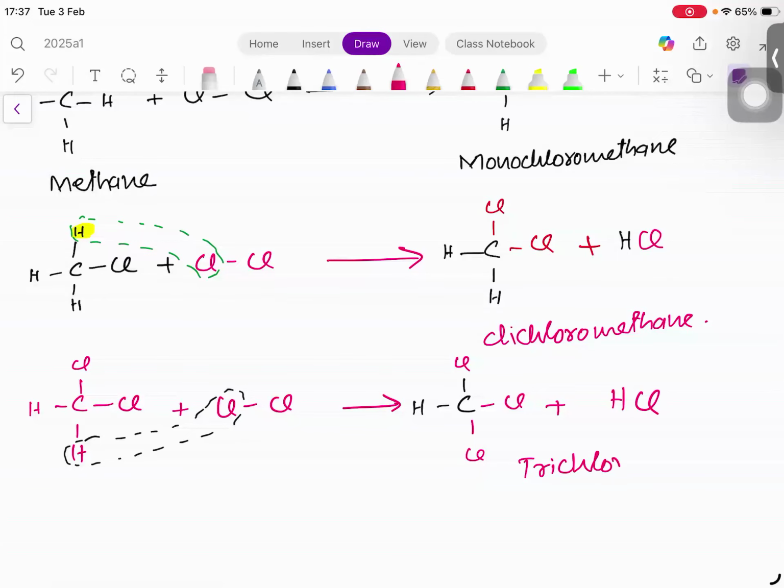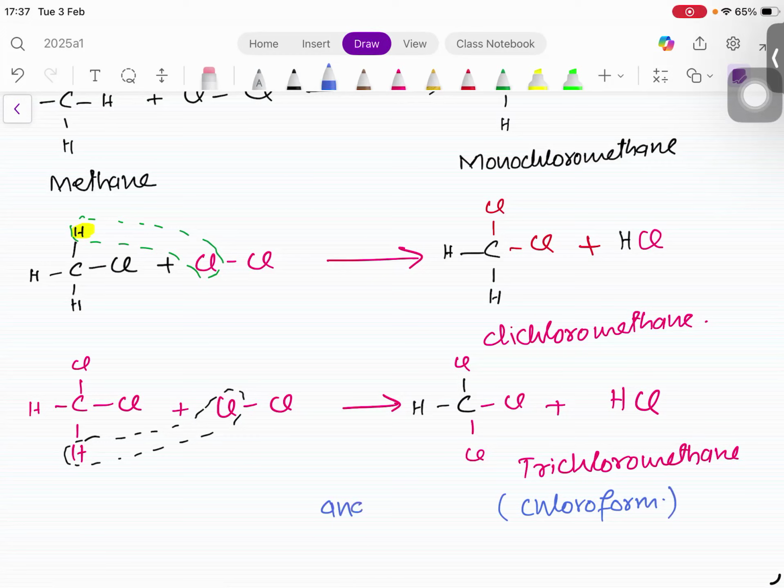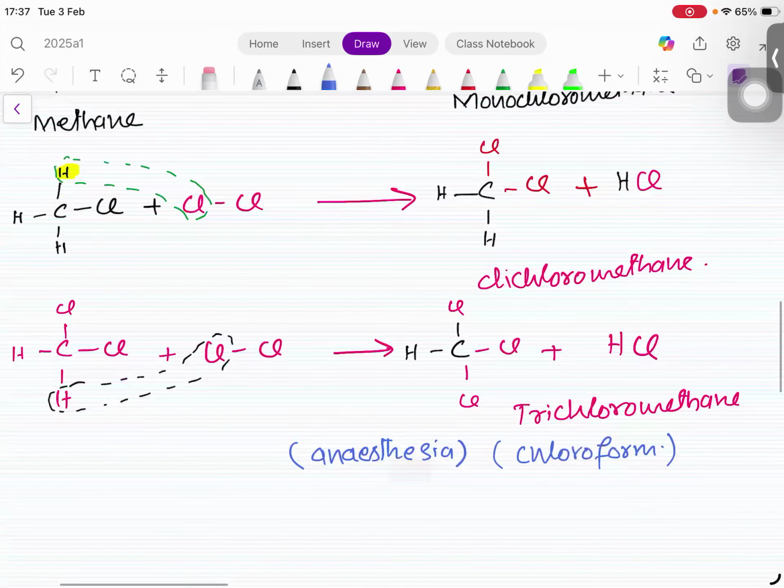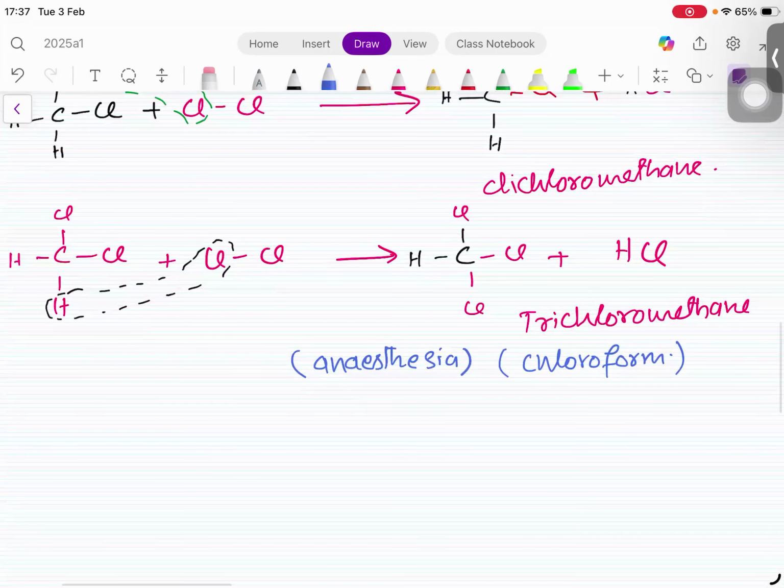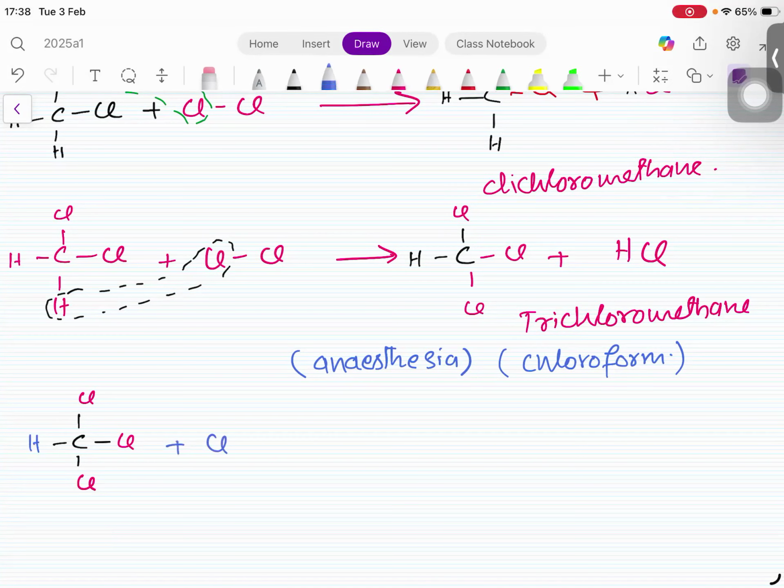Trichloromethane has a common name as well, and it is known as chloroform. Chloroform. This is an anesthesia. The doctors used to use it, right? So next, is there any hydrogen still left? One hydrogen is still there. So it means it will continue to react with another Cl2.